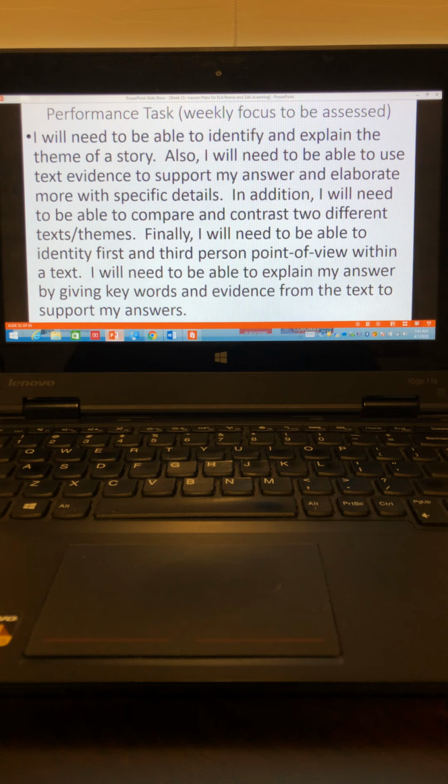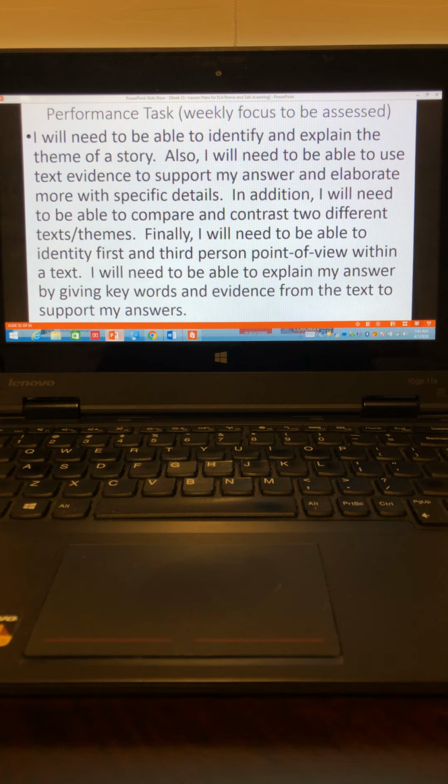Finally, I will need to be able to identify first and third person point of view within a text. I will need to be able to explain my answer by giving keywords and evidence from the text to support my answers.